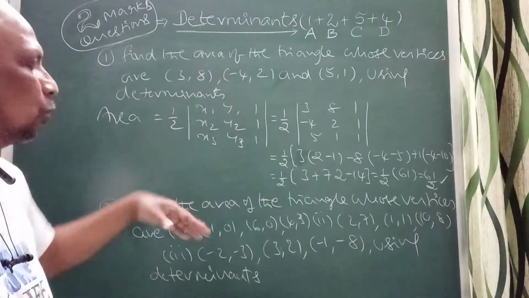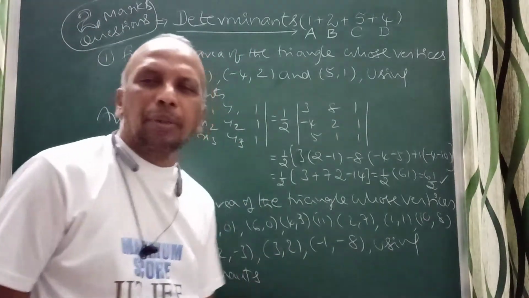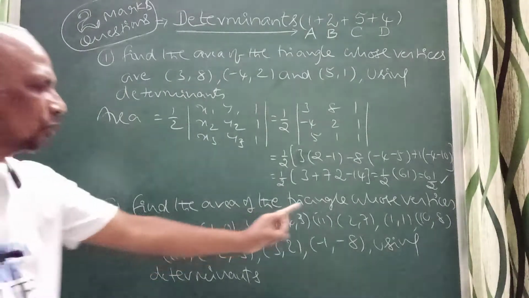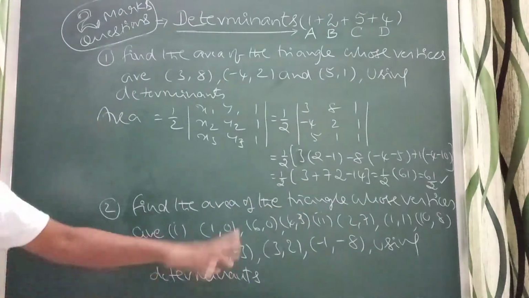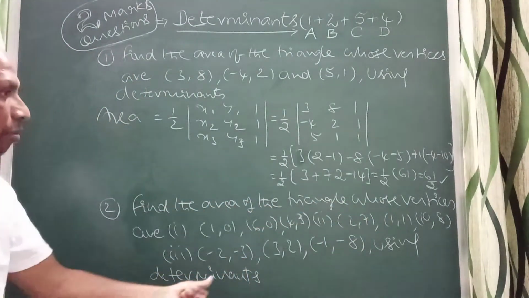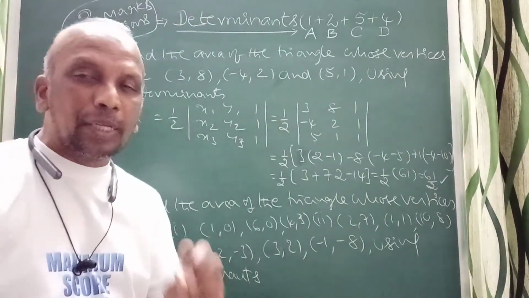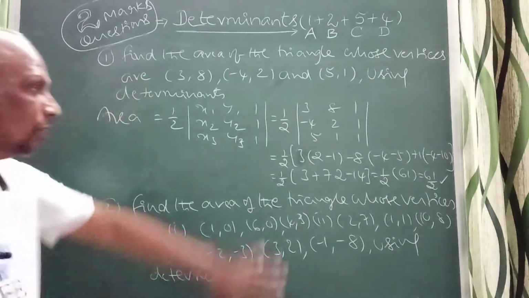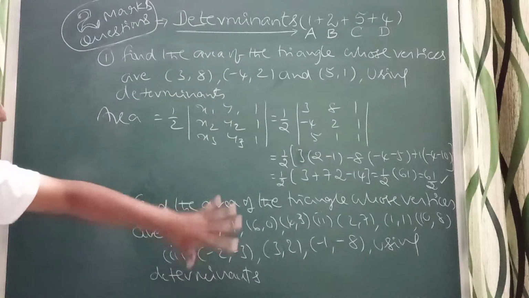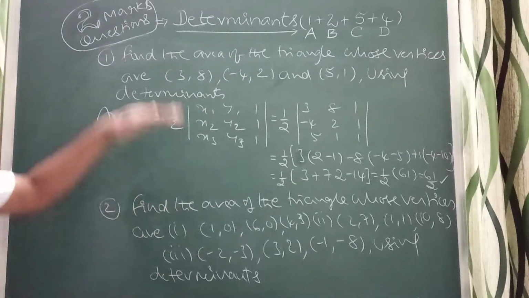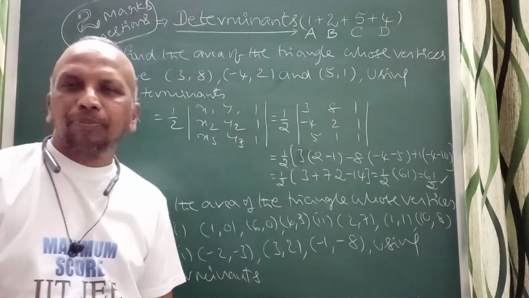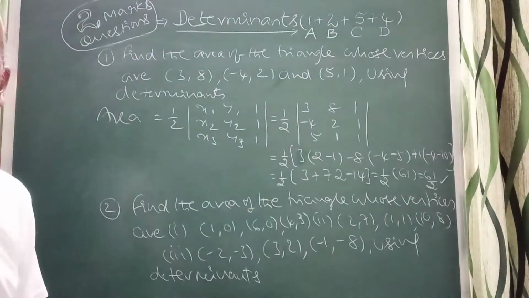After doing this, you practice the same model. Find the area of the triangle whose vertices are the given vertices using determinant method only. Specifically, they will ask using determinant method. I have done it this same way. You can do it. Practice immediately and you will be thorough with this model. We will do the next one.